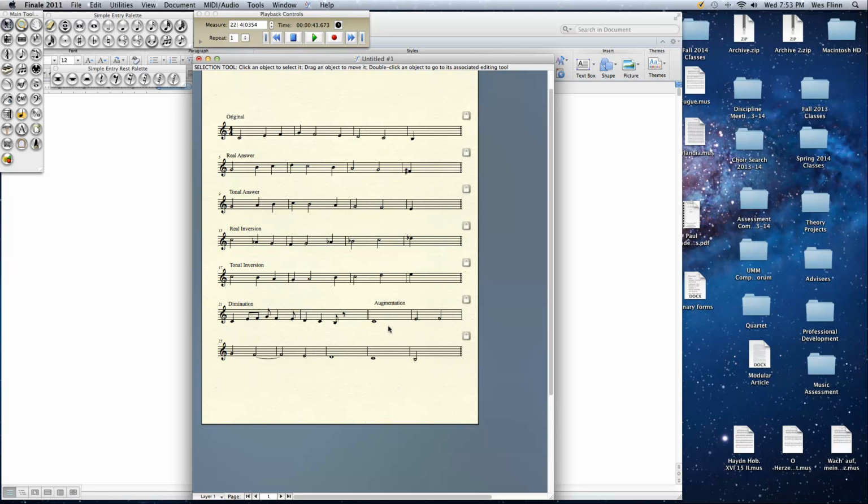And then you have augmentation, which is where you take all the note values and you expand them by a factor. In this case, I have doubled all the note values, and that sounds something like this.